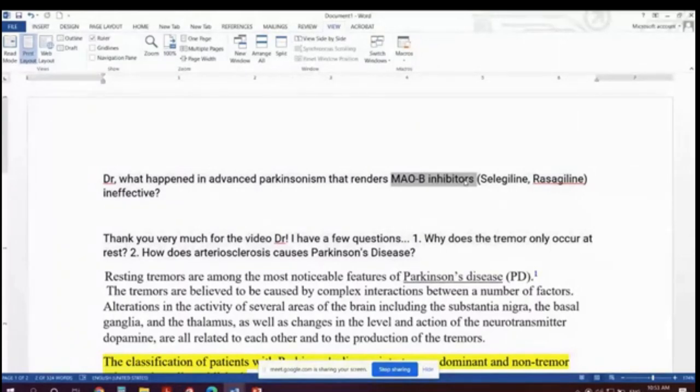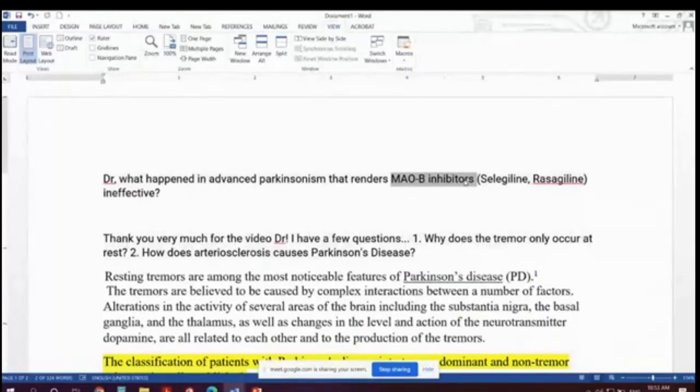So in this case, you might need to use the dopamine receptor agonists, such as cabergoline, bromocriptine, pramipexole, and others. Okay, so that makes sense now. I think we went through it sequentially and stepwise. So are you happy with that? That makes sense.